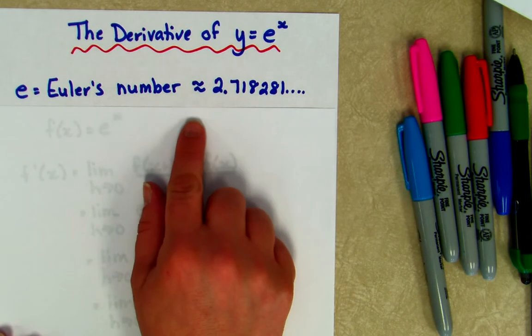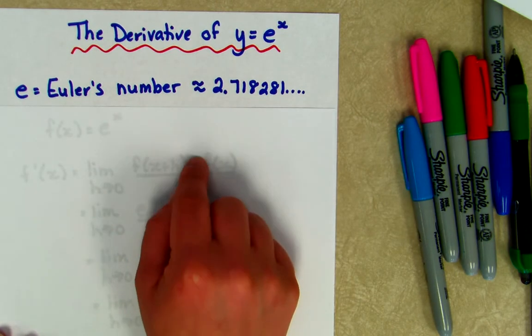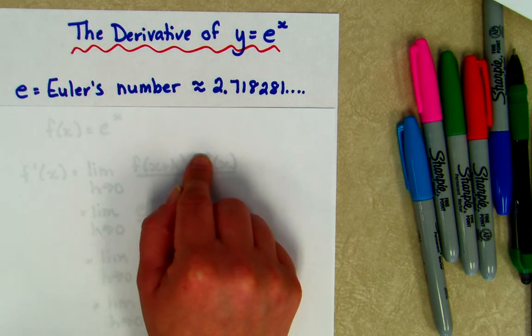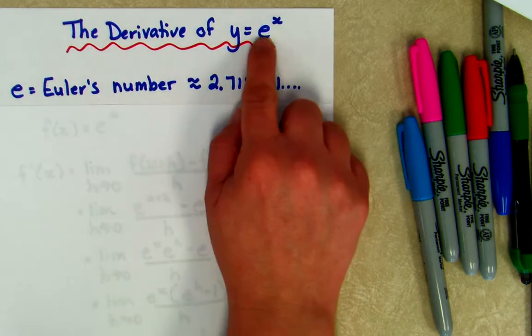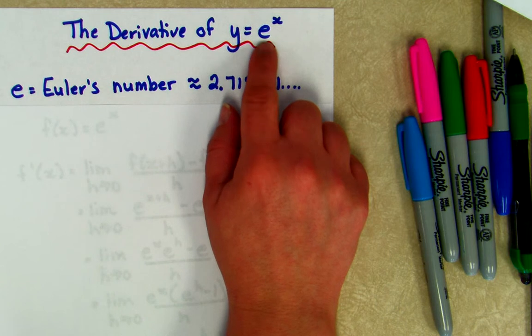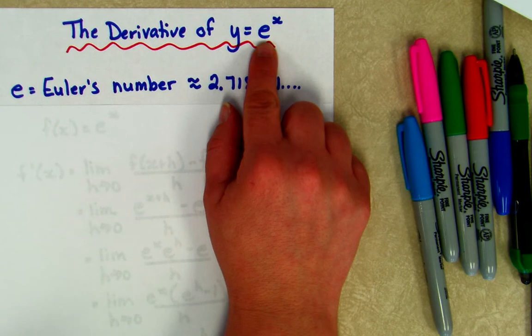Okay, now we're going to look at the derivative of y equals e to the x. So this is an exponential function with a very specific base. Instead of talking in general, base b, we're giving it a very specific number. It's important to look at e like pi. Pi is not a variable, it's a number. We use the symbol to represent the number because it's a non-ending, non-repeating decimal.